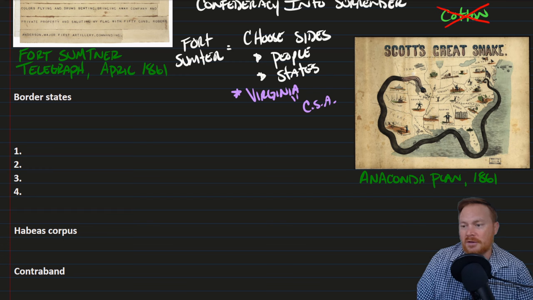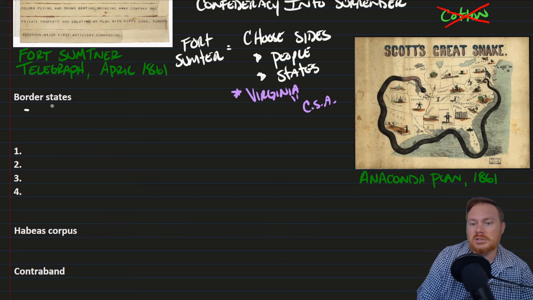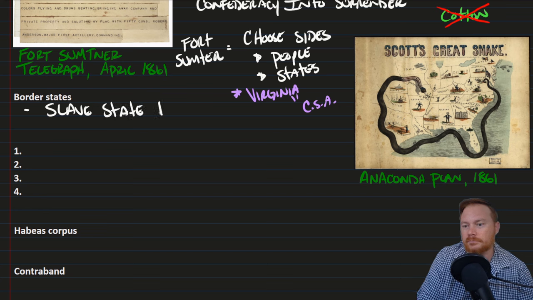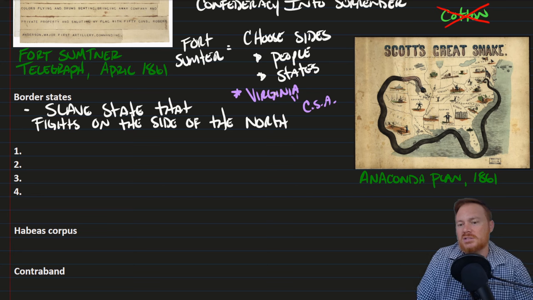But there were a set of states that are of particular importance that we should know, and these are called the border states. Now, the border states, you might think conventionally, well, aren't these just the states on the border between the North and the South? Well, geographically, that's where they lie, but that's technically not what a border state is. A border state is a slave state that fights on the side of the North, right, or of the Union. So again, a border state is a slave state that fights on the side of the North.